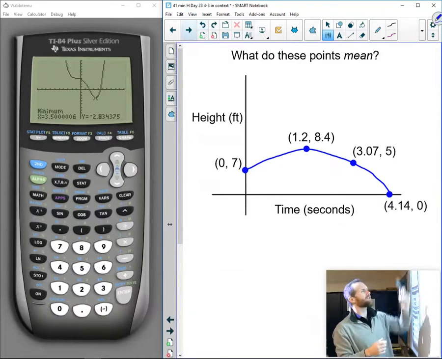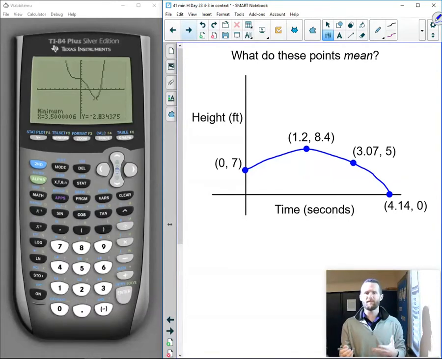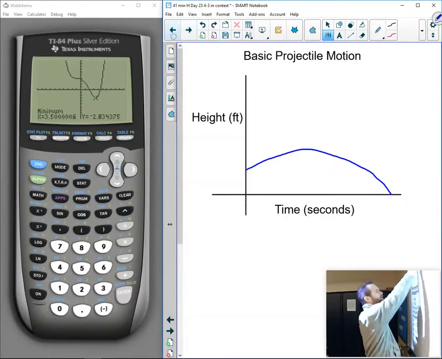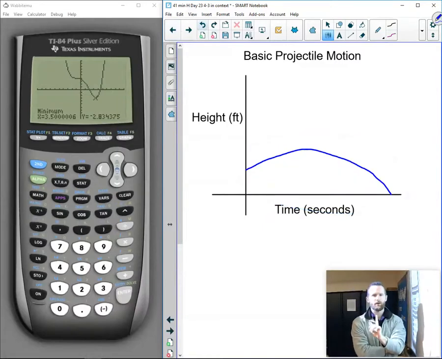Now, before we actually get into a problem, we need to understand, okay, so what are these points going to be meaning? All right. Actually, before we even talk about that, there's one thing I forgot to talk about. This picture right here should look pretty familiar.